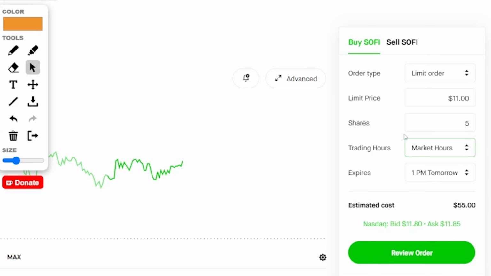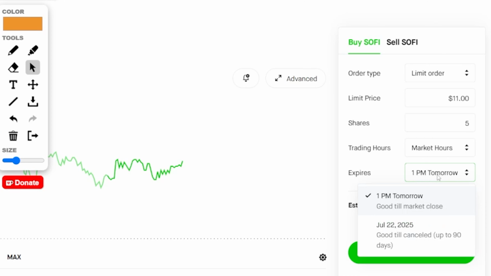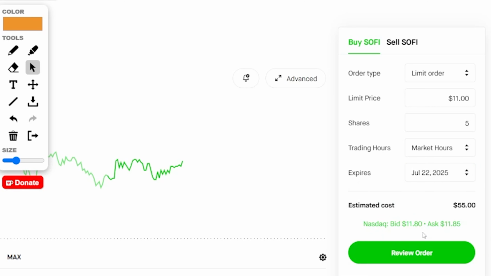Now, for example, we're just going to keep it at market hours, and then it lets you choose how long you want this to go for. So we talked about earlier with some of the downsides is that this might not go through. But what's a really nice thing is you can have up to 90 days for this to stay in. So you could say, hey, I want this to go until July 22nd, or when that price hits $11 or less for me to go ahead and buy this SoFi stock.